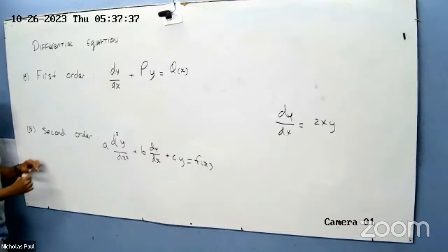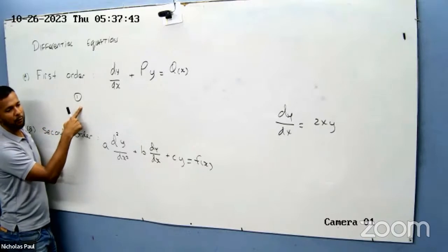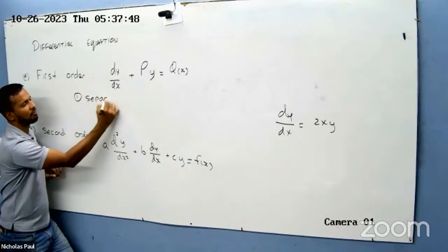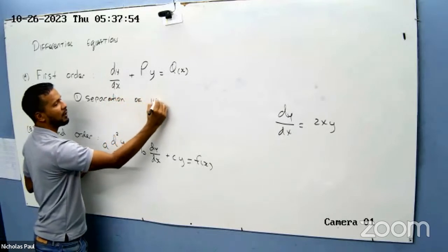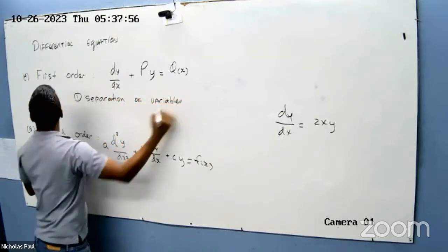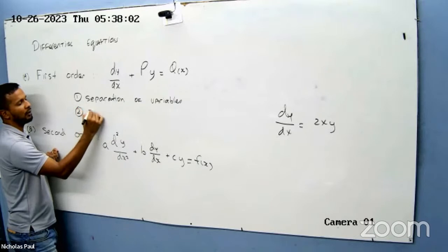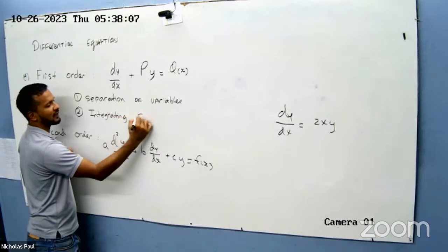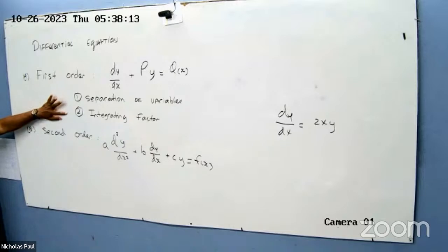How do we solve first order? Number 1 is the way that we did in unit 1, separation of variables. Right? That's what we did in unit 1. And in unit 2, we are going to use something called integrating factor. So we're going to do separation of variables, integrating factor. Right? That's first order.